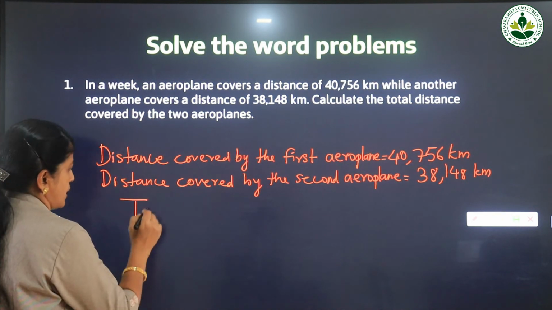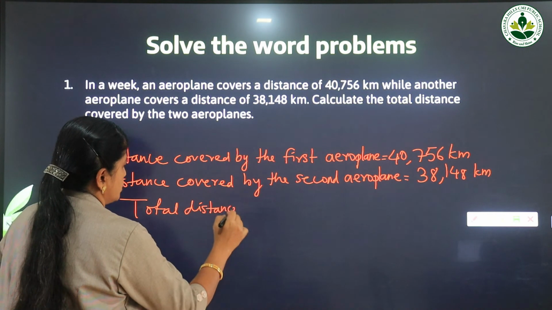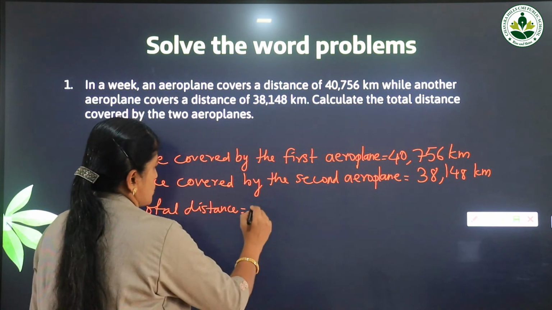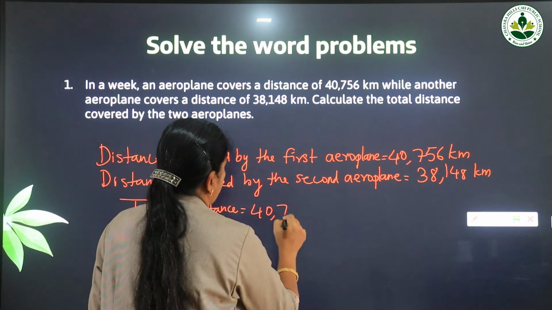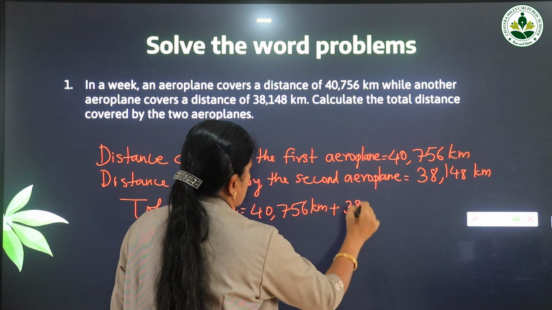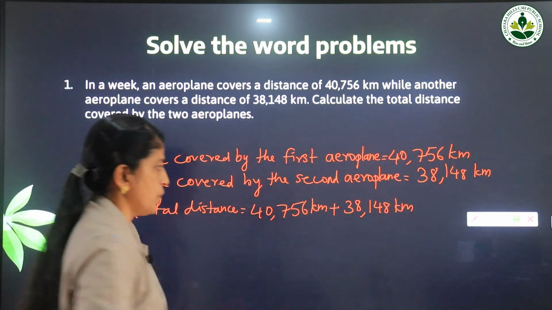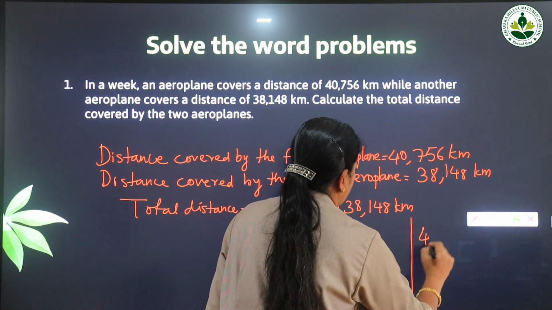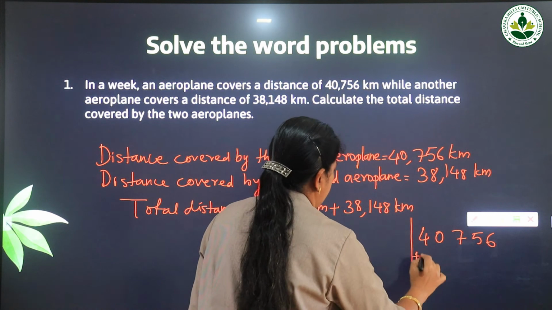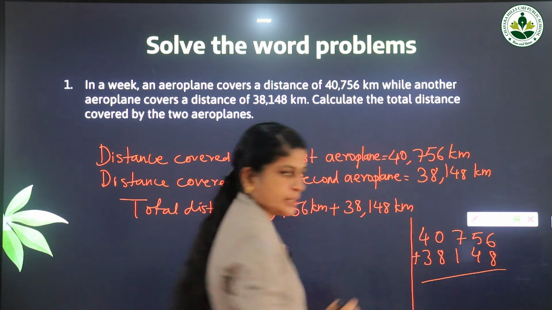Therefore, total distance is equal to... how do we find the total distance? We need to add both these numbers. 40,756 km plus 38,148 km. Add these two numbers. Okay, we can do the addition. 40,756 plus 38,148.